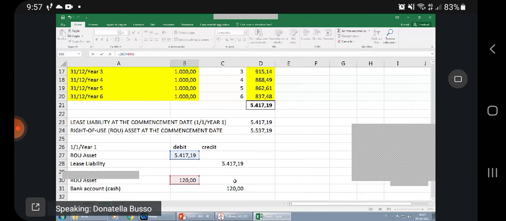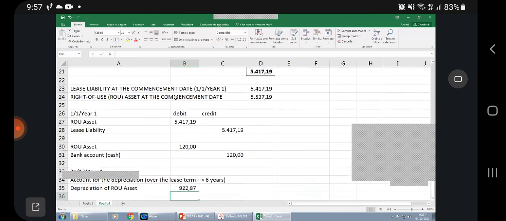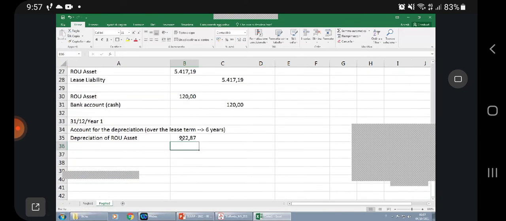Okay. Keep in mind, accounting entries are a way of obtaining the figures that we want to disclose in the financial statements. Okay? So the right of use asset, debit side, 417 plus 120, or if you prefer, 5,537 divided by 6 years. So the depreciation of the right of use asset is 922.